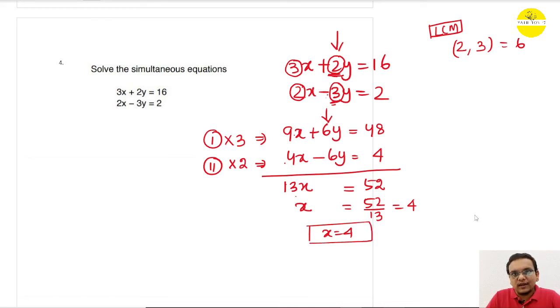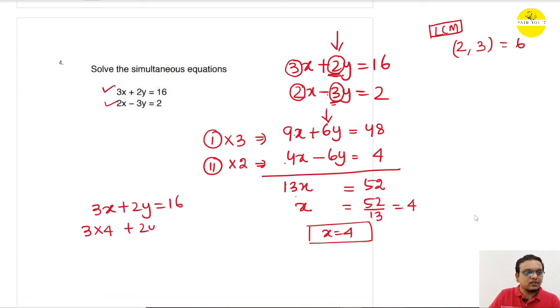Again, to get the value of y, how many equations do you have? Two equations. Any one equation of your wish, take that equation and substitute the value that you got, x equal to 4. So let me take the first equation, that is 3x plus 2y is equal to 16. Now tell me, 3x means 3 times 4 plus 2y is equal to 16, and 3 fours are 12 plus 2y is equal to 16.